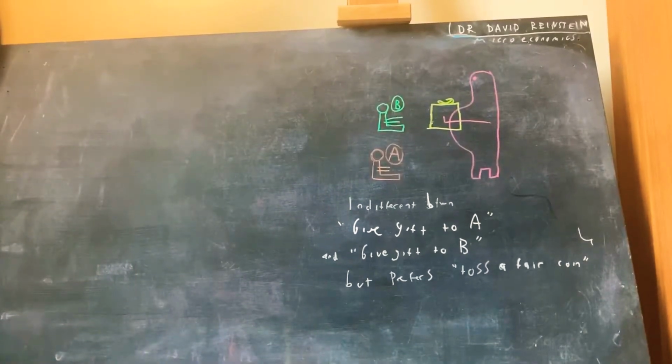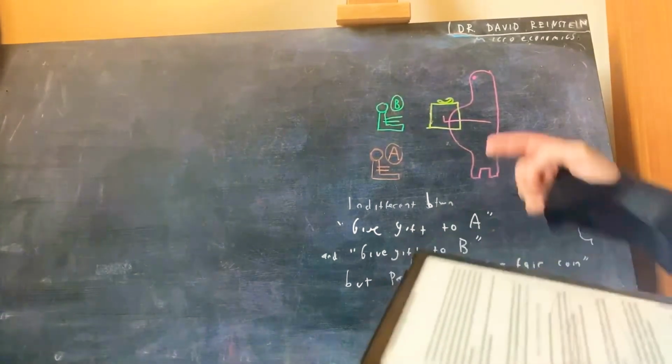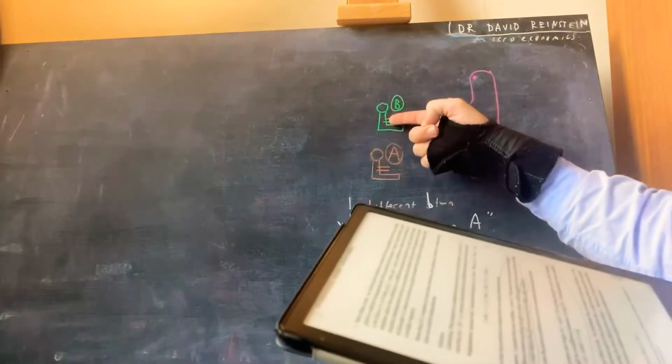Let's consider a particular problem. This is from the Osborne and Rubinstein text, question 2 in chapter 3. It says, a parent has two children, A and B. So here's the parent, and here's her two children, A and B.